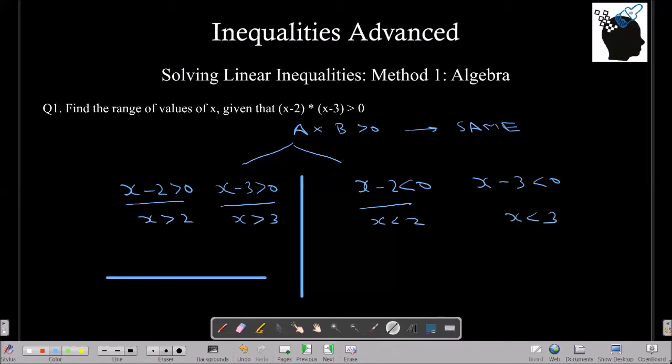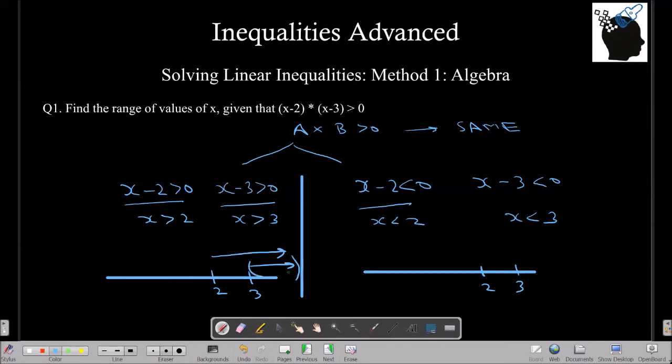Now if you draw this on the number line in both the cases, here we have, let's say, 2 and 3. Here also we have 2 and 3. So we are saying x is greater than 2, so this one, and x is greater than 3, so this one. The common part is x is greater than 3. So in this case, the solution is x is greater than 3.